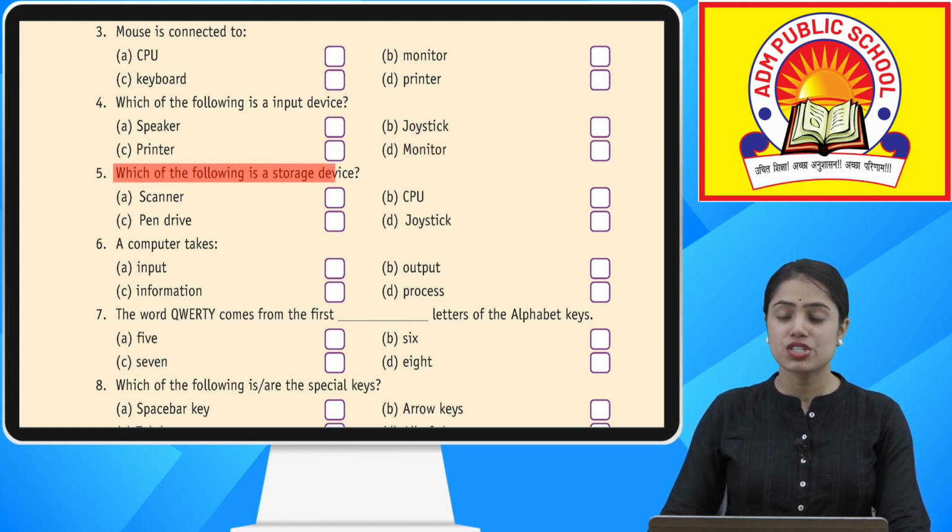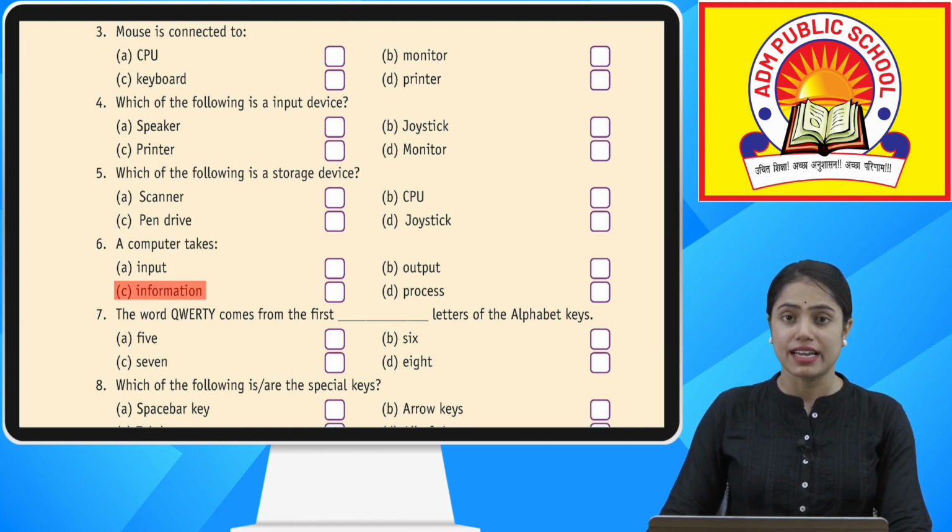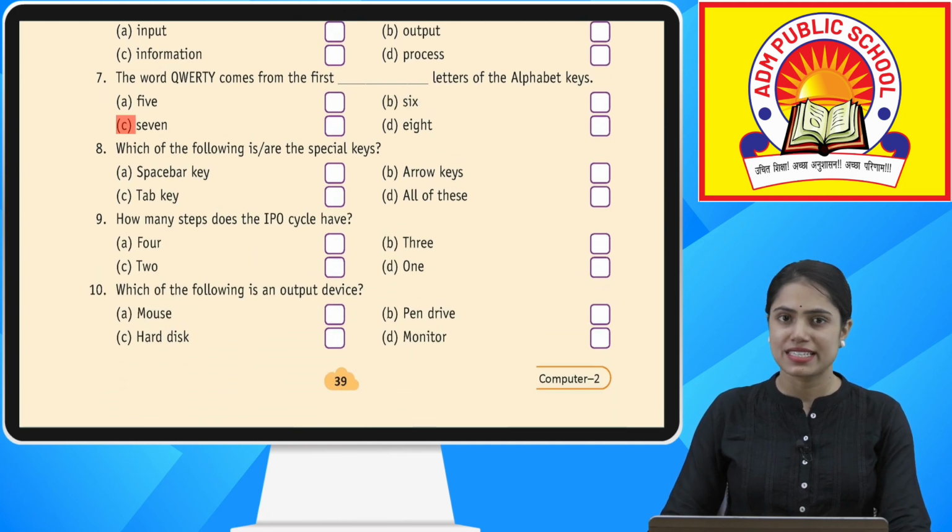Which of the following is a storage device? Correct. It is scanner. Correct. It is pen drive. A computer takes information. Correct. Input. Correct. Output. Right. Process. The word QWERTY comes from the first dash letters of the alphabet, and it is correct, 5, correct, 6, correct, 7, right, 8.